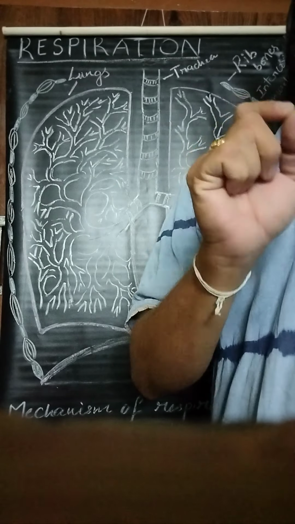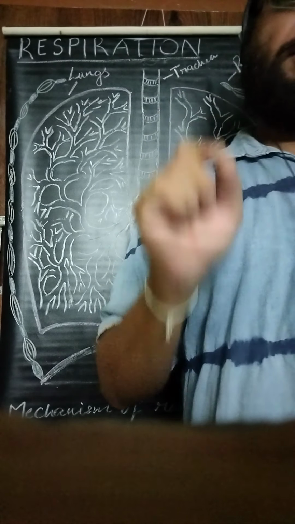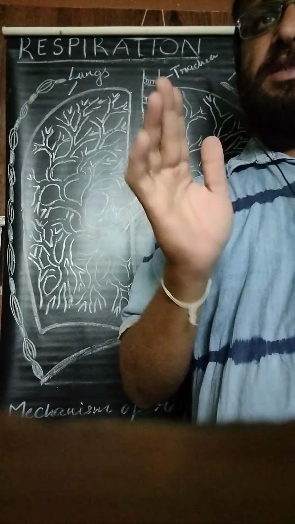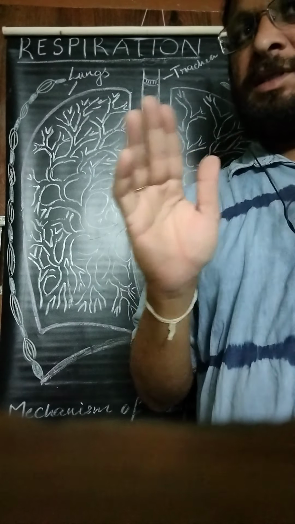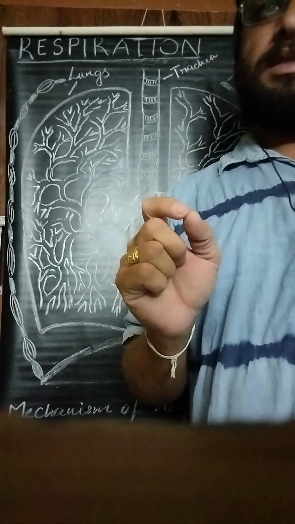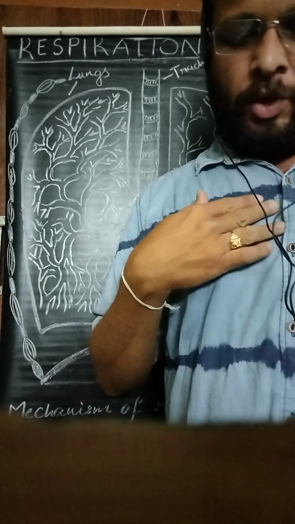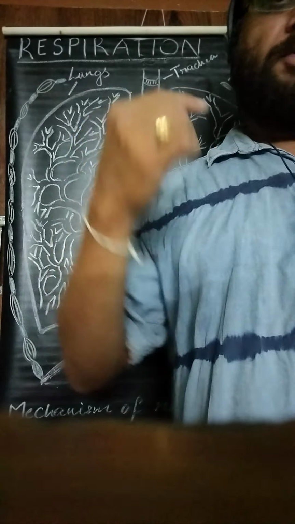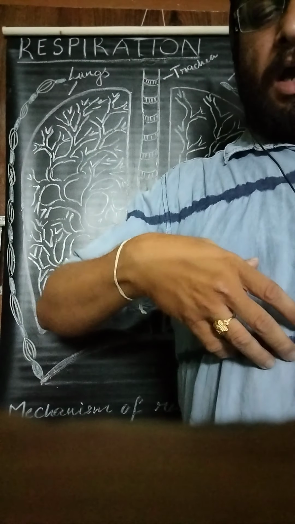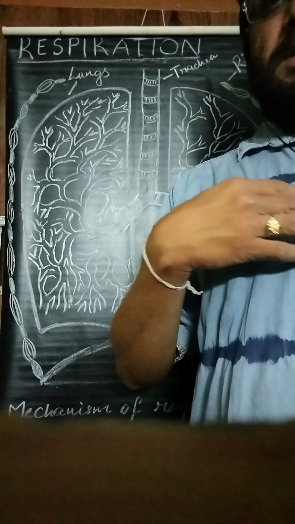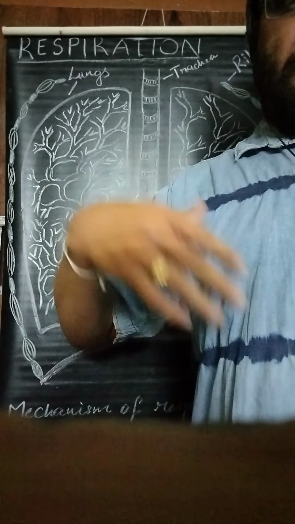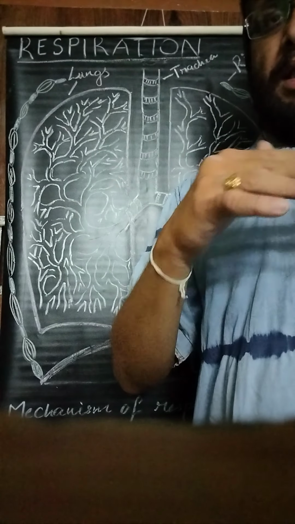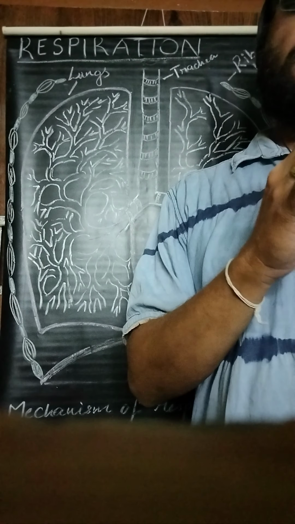Where is this thoracic cavity or chest cavity? Cavity means space. The space is present in the rib cage. What is this rib cage? In the front portion you can see the breastbone or sternum, at this location. At the back side we have the backbone or vertebral column. Both are connected by ribs. The sternum and the vertebral column connected by the ribs form the rib cage. In this rib cage we have the chest cavity or thoracic cavity.